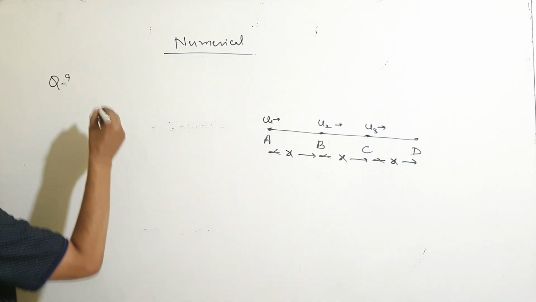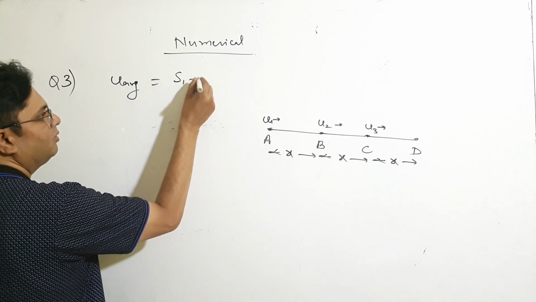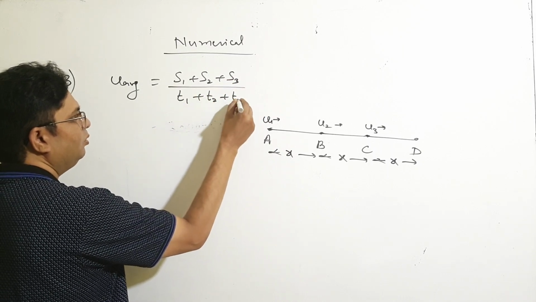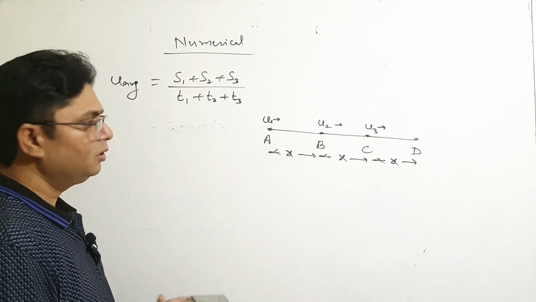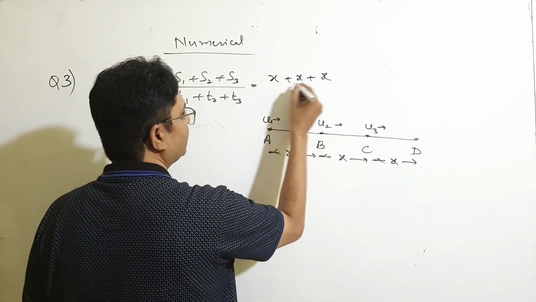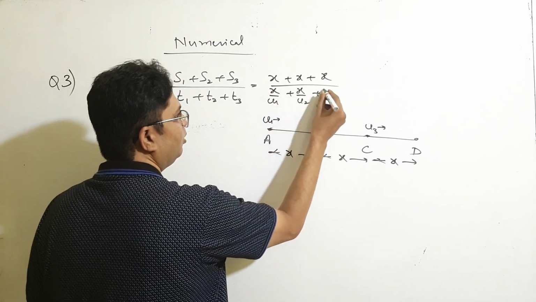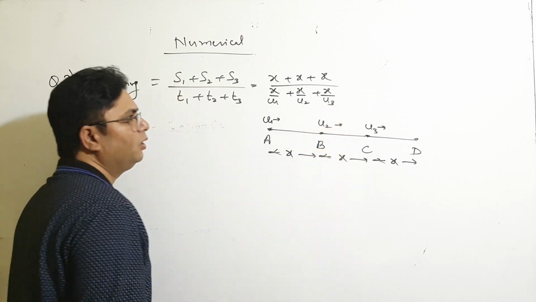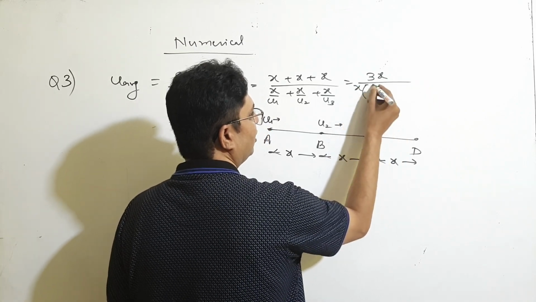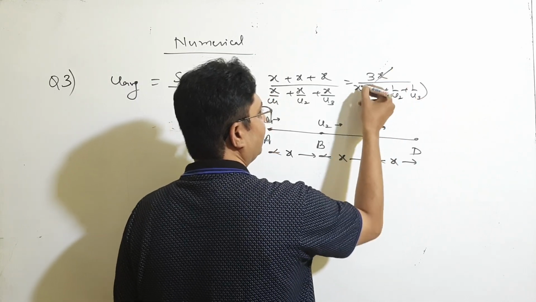As you know, the formula is u average equals S1 plus S2 plus S3 divided by T1 plus T2 plus T3. Now write the values. The value of S1 is x, plus x, plus x, and T1 is x by u1, x by u2, x by u3. So in the numerator you have 3x, and in the denominator x will be common, so you have 1 by u1 plus 1 by u2 plus 1 by u3. This x will be cancelled out.